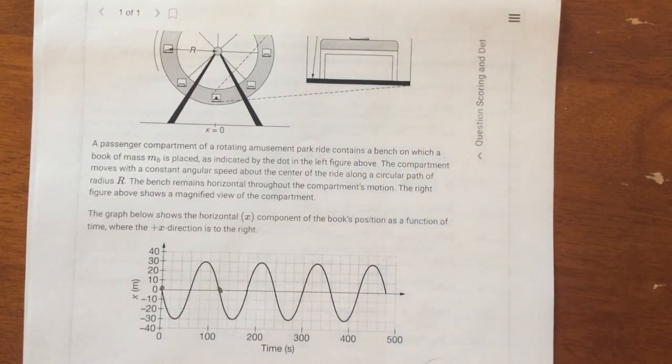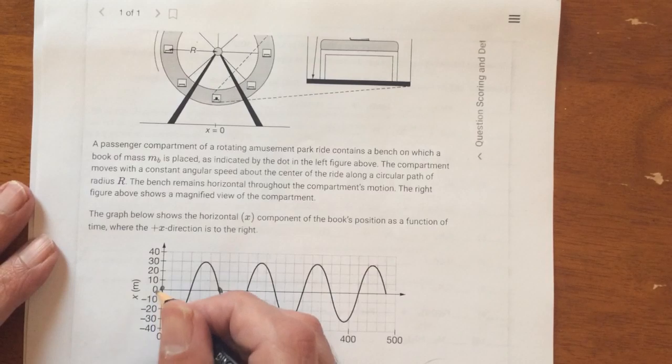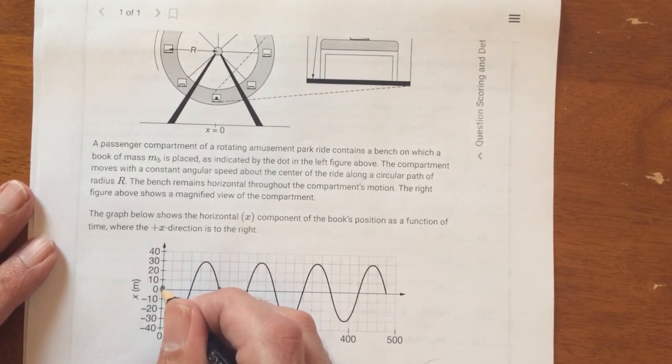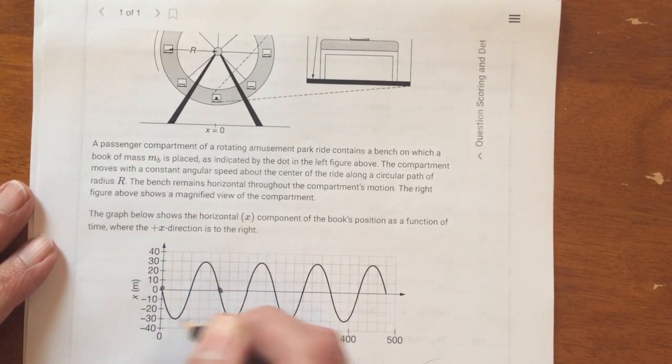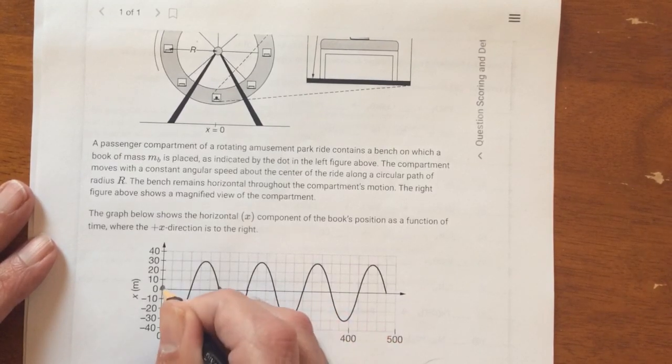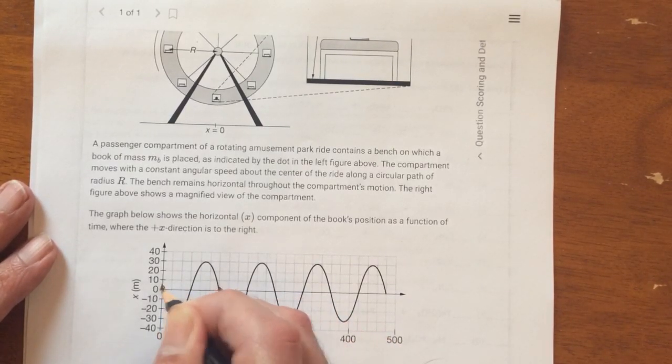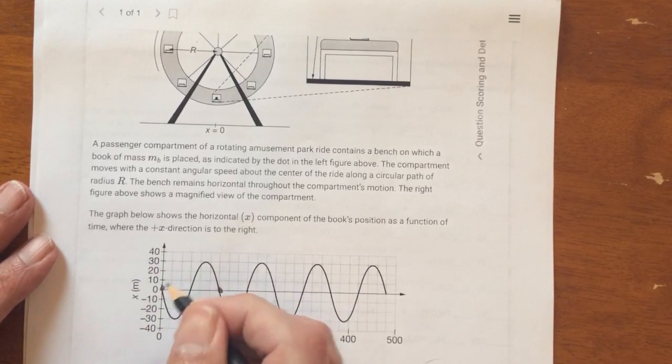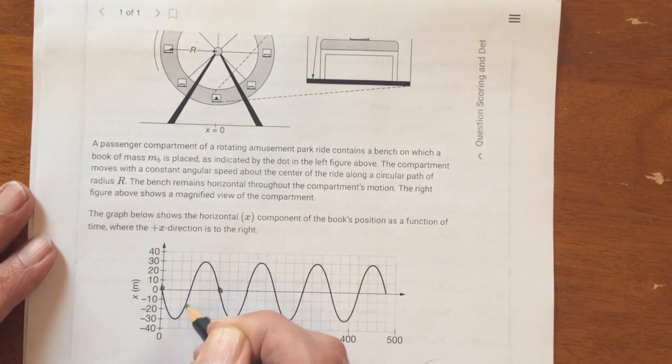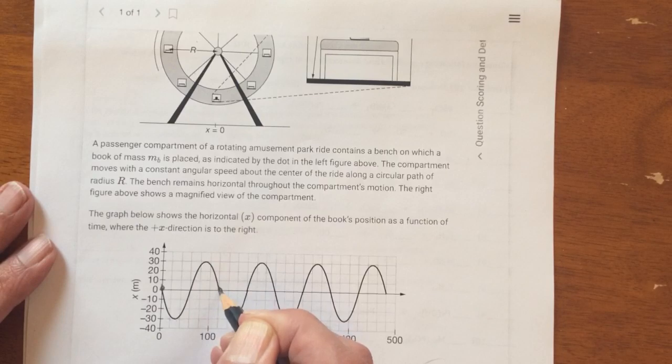So you've got a book sitting on a bench on a Ferris wheel. We don't care why the book is there. We're given a graph, and let's dive in. Determine the period. Easy money. Period is one repetition of the waveform. You can go peak to peak, trough to trough. I'm going to go from here to here because that seems the easiest to do. It starts at 0. The waveform repeats itself right there.